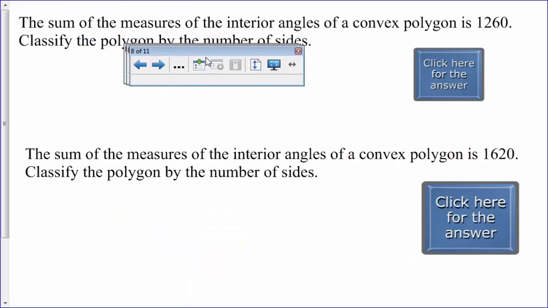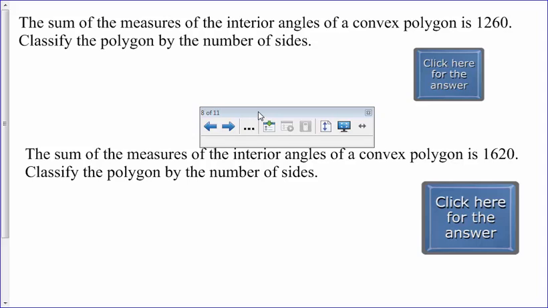All right, 2 other word problems that are slightly different. Once again, I'm going to underline key terms. It tells me the sum of the measures of the interior angles is 1260. We're finding the number of sides.